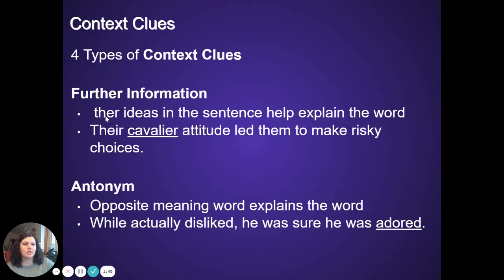So further information. That's when the ideas in the sentence help explain. I don't know why I'm burping. I'm only drinking coffee.